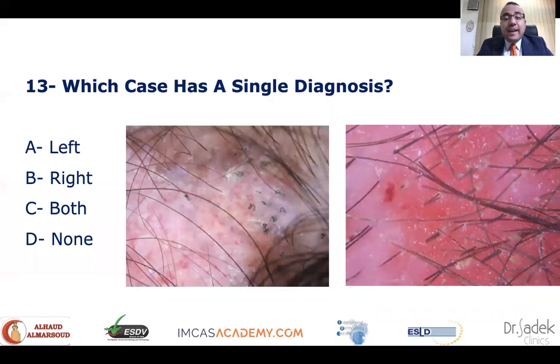Which one has a single diagnosis? Which one is suffering from just one disorder? The one on the left, the one on the right, or both? Or none? And yes, none of them is suffering from a single disorder, because in trichoscopy we frequently encounter more than one diagnosis. So what is the issue?